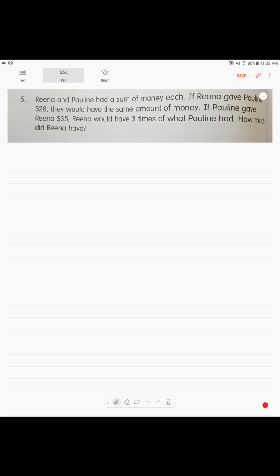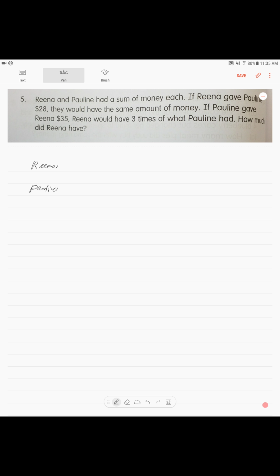Alright, problem number 5. Read the book, pause the video, process the problem. Okay, I hope you read and understand everything. Now we're going to walk through the solution. Rina and Pauline had a sum of money each. Okay, we got 2 girls: Rina and Pauline. If Rina gave Pauline $28, they would have the same amount of money.